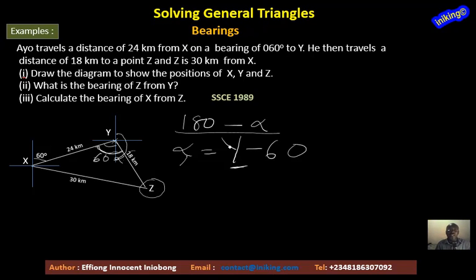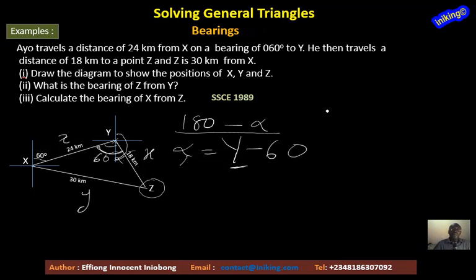But how do I get the angle Y? I look at the triangle carefully. I can see that all three sides are given. And I remember cosine rule. That's the master. Once all three sides are given, we can find any angle. This is side Y, facing angle Y. This is side X, facing angle X. And this side Z, facing angle Z.